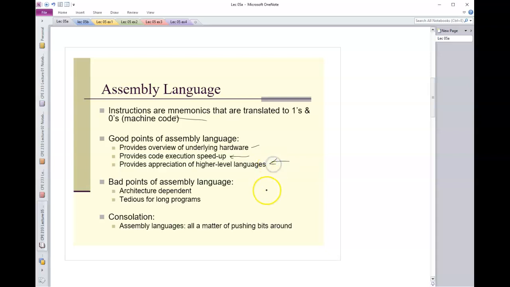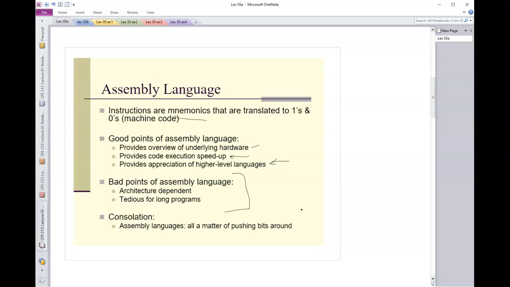So lastly, assembly languages are very tedious. It certainly gives you an appreciation for programming in higher level languages once you've been programming in assembly language for a while. So the bad points of assembly language are that it's hardware dependent. If you know one assembly language, that's great for that piece of hardware, but it's probably not going to work on another piece of hardware. Different companies and different products probably have a different assembly language. So you're going to have to learn a new assembly language, which is really not that big a deal.